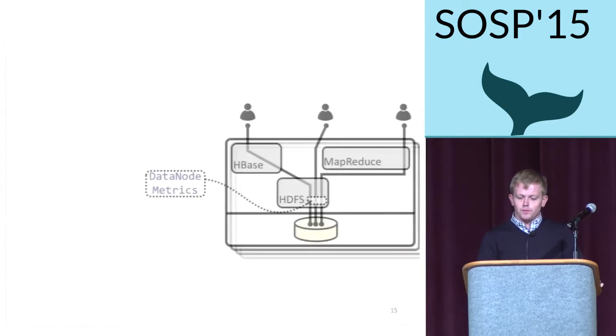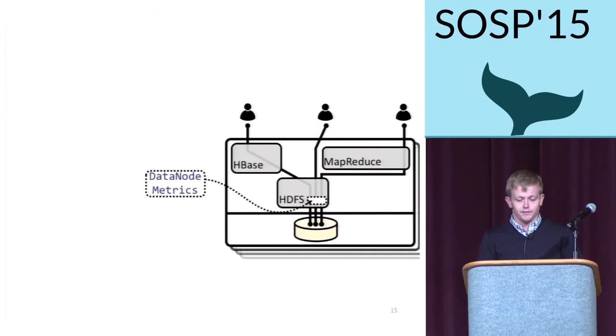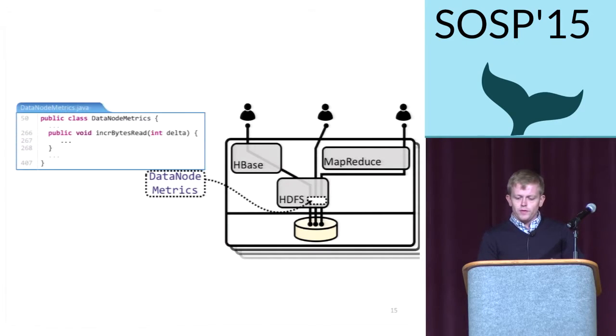In our previous example, we were looking at data node metrics in HDFS. Then we view each literal invocation of this increment bytes read function as a tuple containing features of the event, such as the name of the function invoked, the values of local or global variables at that point in time, the host name of the machine, a timestamp, and so on. In the tuple shown here, for example, we have the value hop01 for the host and the value 10 for delta.